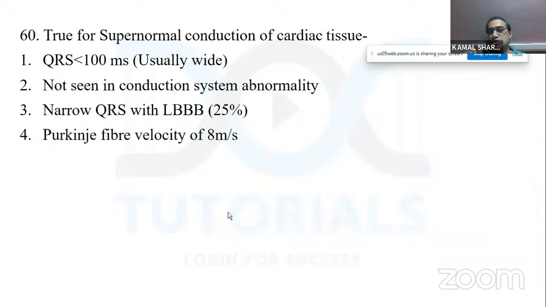Again, the other option given was QRS of less than 100. Now, usually, again, in the majority it would be more than 100 milliseconds if you go through that paper. But if you look at the frequency of both, in up to 50%, QRS can be narrow. And in 25%, you can have QRS narrow with LBBB. So between the two to choose, 25% versus 50%, the option would be QRS less than 100 milliseconds.